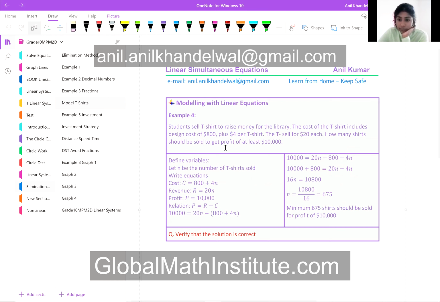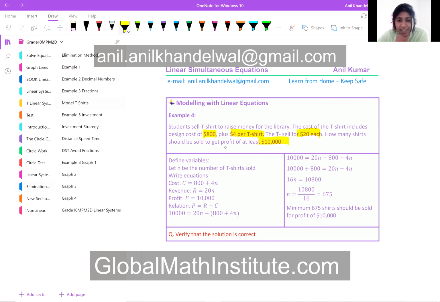Now here is an application question, Amy, for you. Can you please read the application question and then try to answer it? Yes. Example 4. Students sell t-shirts to raise money for the library. The cost of the t-shirt includes a design cost of $800 plus $4 per t-shirt. The t-shirt sells for $20 each. How many t-shirts should be sold to get a profit of at least $10,000? How should you approach this particular question?